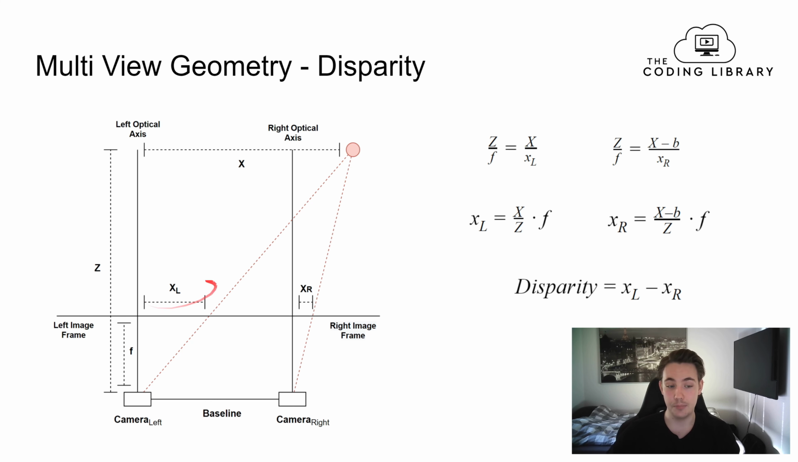So this will be the disparity of the point in the left image frame, and we can do the same thing over here for the disparity of the point in the right image frame. And then when we subtract these two from each other, the disparity in the left point and the right point, we'll get the actual disparity of the different points that we want to find in our image.